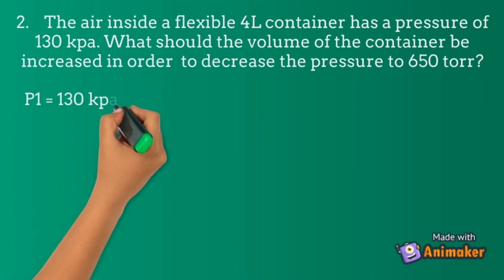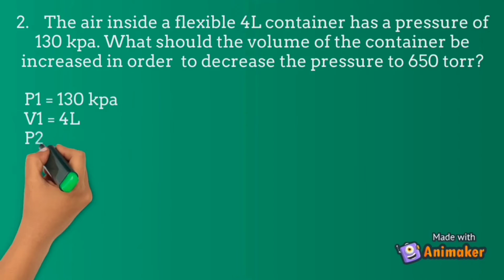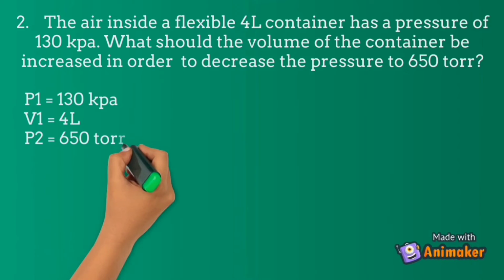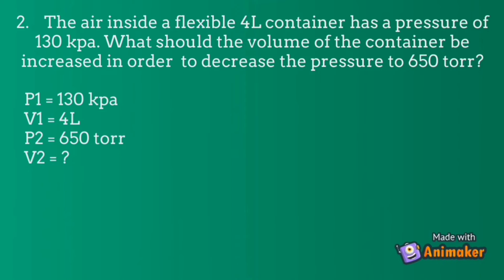We have here P1 is 130 kilopascals. Our V1 is 4 liters. Our P2 is 652, and our V2 is the unknown na kailangan natin kunin. So, ang ating hinahanap dito ay ang volume na dapat nag-increase kasi nag-decrease ang ating pressure into 652.